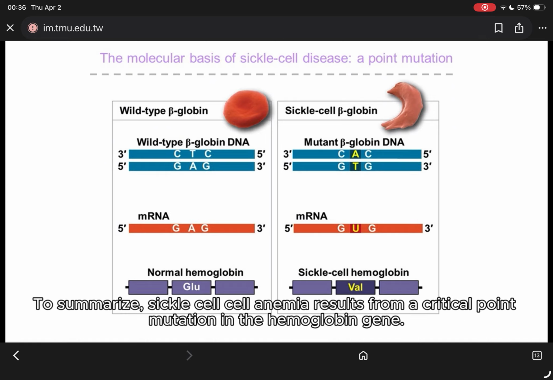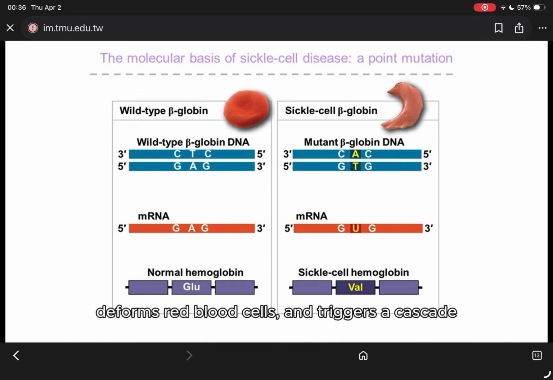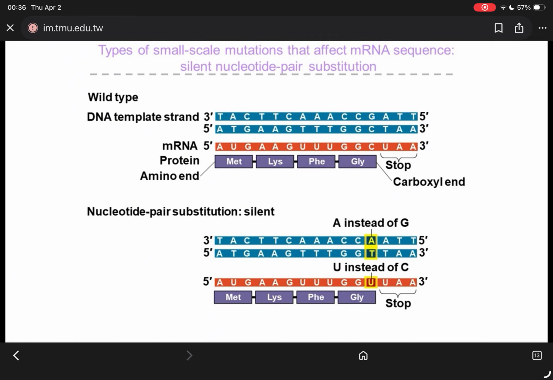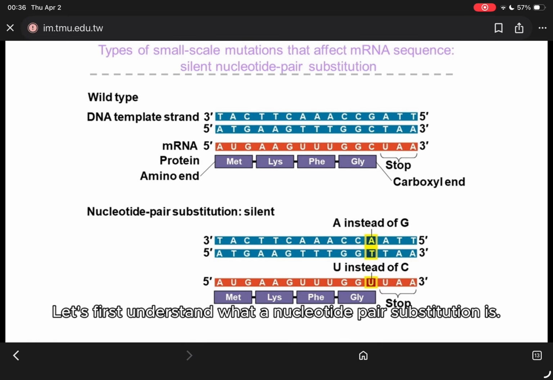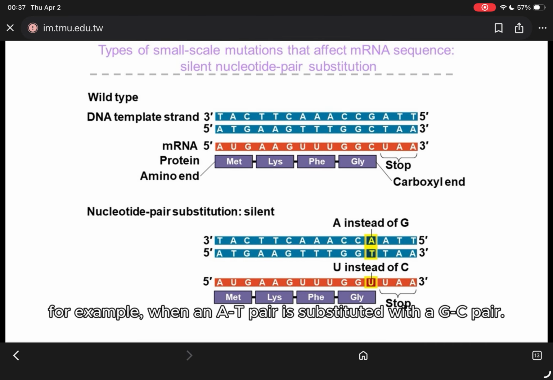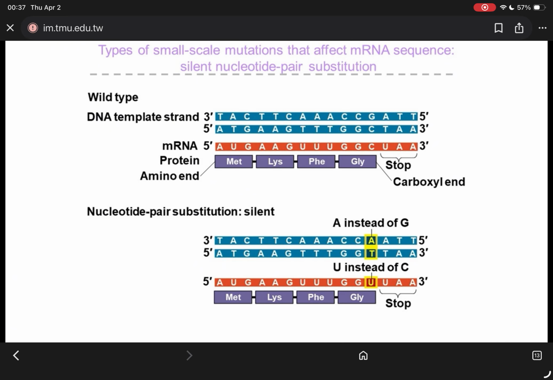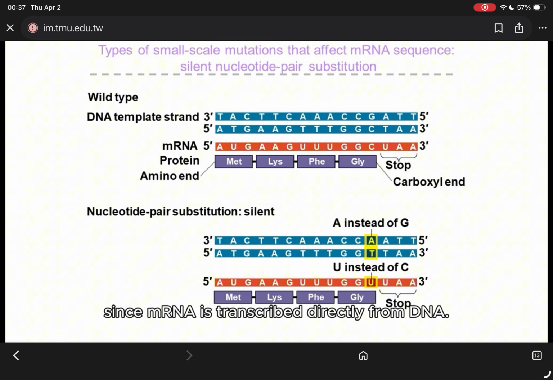To summarize, sickle cell anemia results from a critical point mutation in the hemoglobin gene. This single substitution changes hemoglobin's properties, deforms red blood cells, and triggers a cascade of pathological effects. Let's first understand what a nucleotide pair substitution is. This occurs when one pair of bases in the DNA sequence is replaced by another. For example, when an AT pair is substituted with a GC pair. Such a change alters the corresponding nucleotide sequence in the mRNA, since mRNA is transcribed directly from DNA.